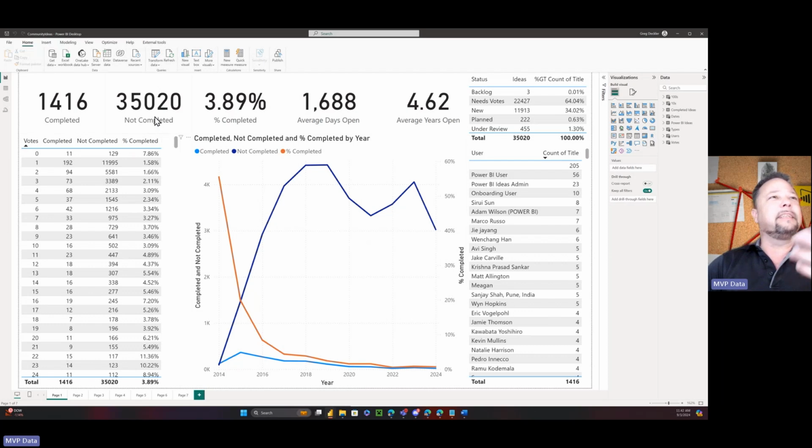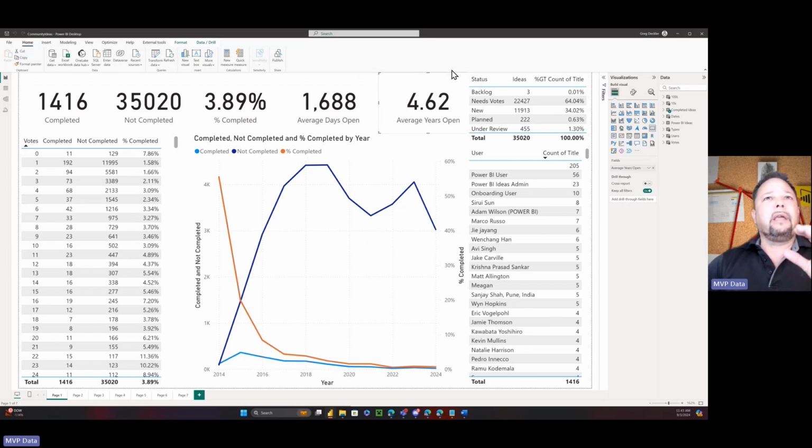So first thing is that there's 35,020 ideas out there currently total that have not been completed. And the completed ideas are only 1,416, so that gives you less than a 4% completion rate as far as ideas that have been suggested. Now, this number is very high. Actually, it's a much lower number than this, in my opinion, if you're going to submit an idea and try to get Microsoft to actually implement it. The ones that are open have been open for about 4.62 years, a little over 4.5 years.